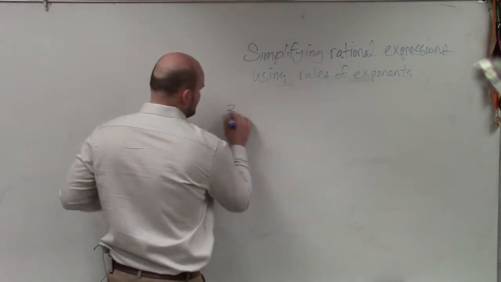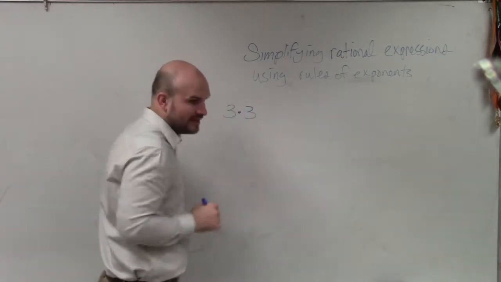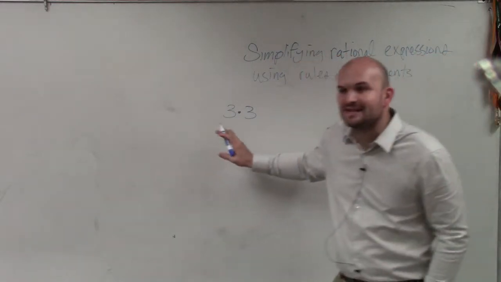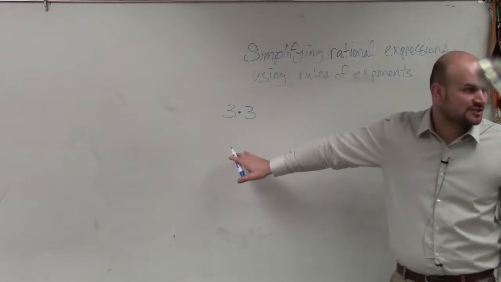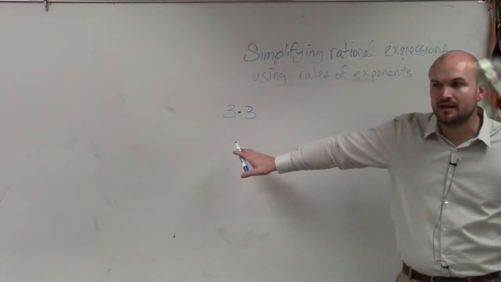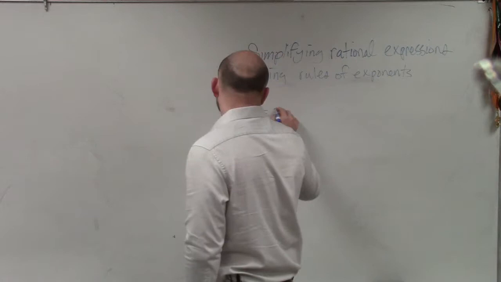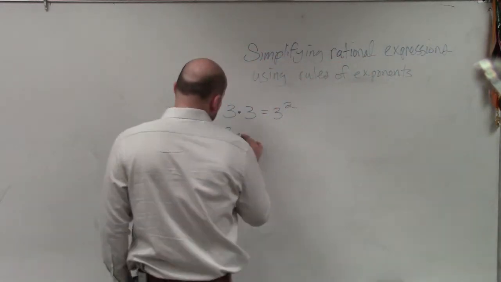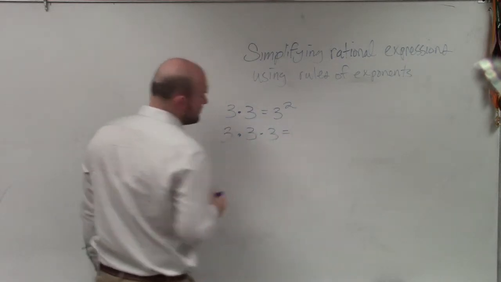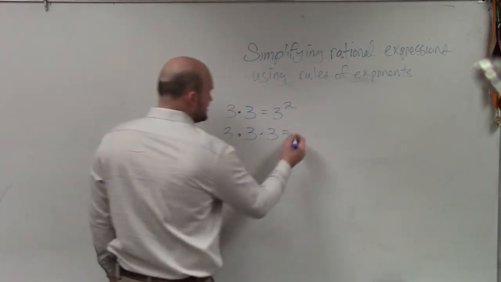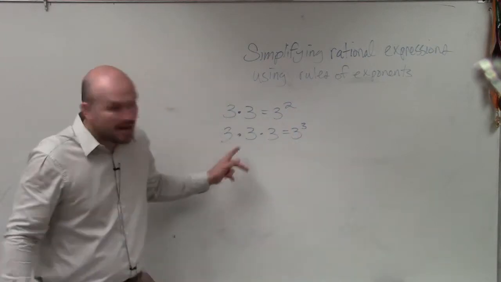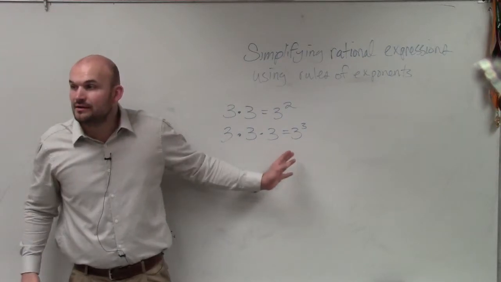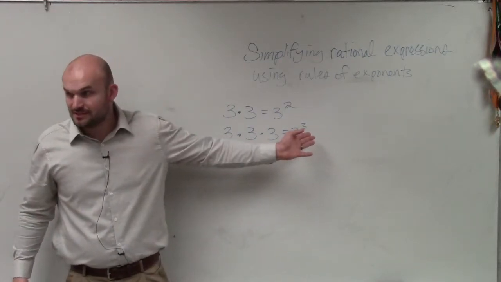First of all, if I was going to say 3 times 3, we could say that answer is going to be 9, right? But we could also rewrite this as 3 squared. Would everybody agree with me? And yes, we know the answer is 9, right? Well, what would I do with 3 times 3 times 3? That would be 3 to the third power. So you guys understand how many 3's you write up there. How many 3's you write up there, that's going to be the power, correct?